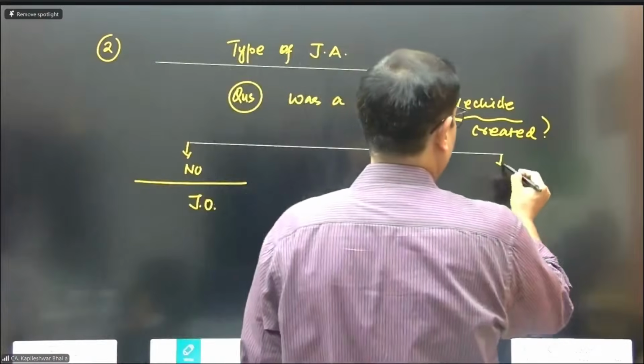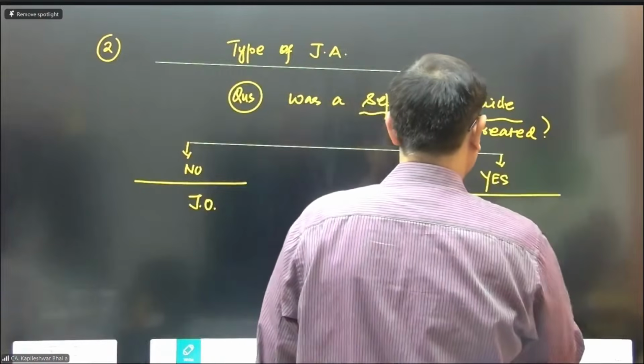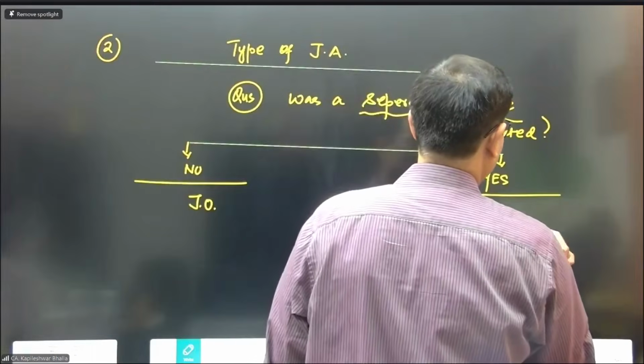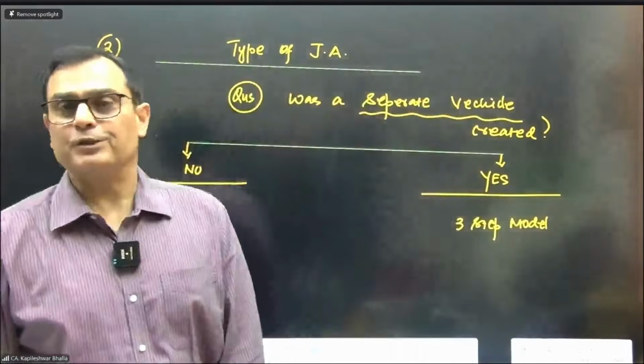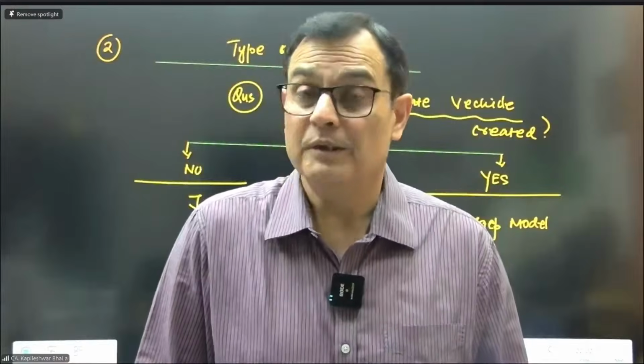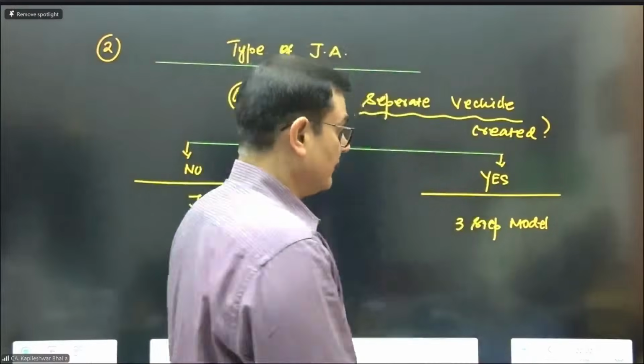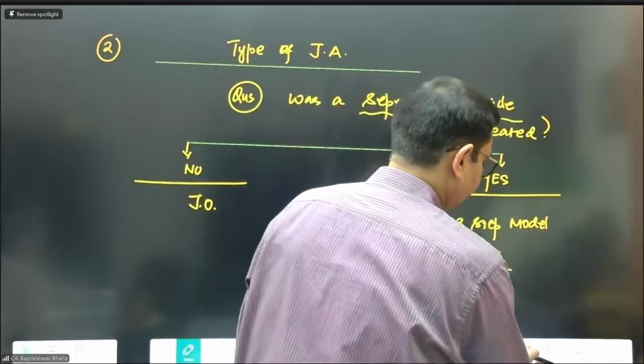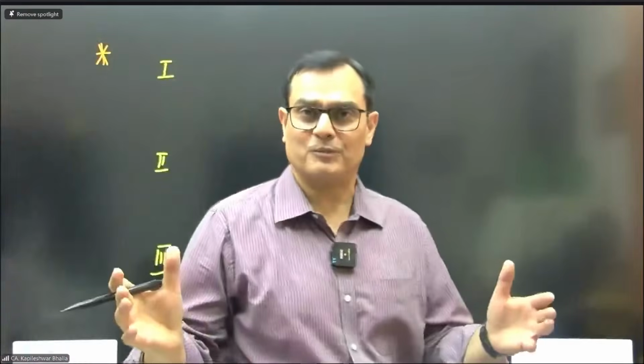But if you say yes, we created a separate vehicle, then if you remember, I gave you the concept of a three-step model to identify whether it is a JV or a JO. So let's recall the three steps on which you get questions in the exam. Let's see what the three-step model is. When a separate vehicle is created, we apply step number one, step number two, and step number three. Now, what is the focus point? When you're looking at the fact that a separate vehicle is created, you need to see the form. What is the nature, what is the form of that separate vehicle?